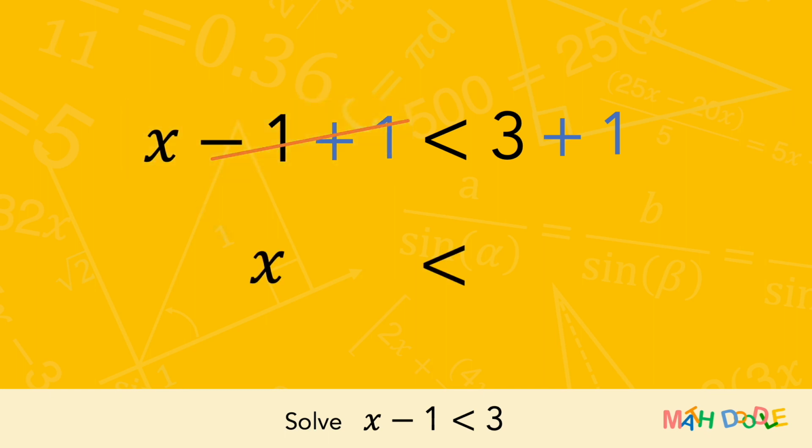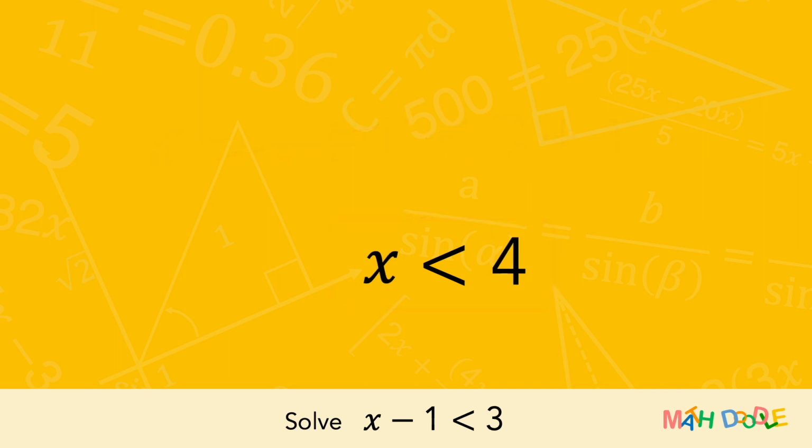Then, let's simplify the right side of the inequality. 3 plus 1 is 4. So, x is less than 4. This tells us that x is all numbers less than 4.